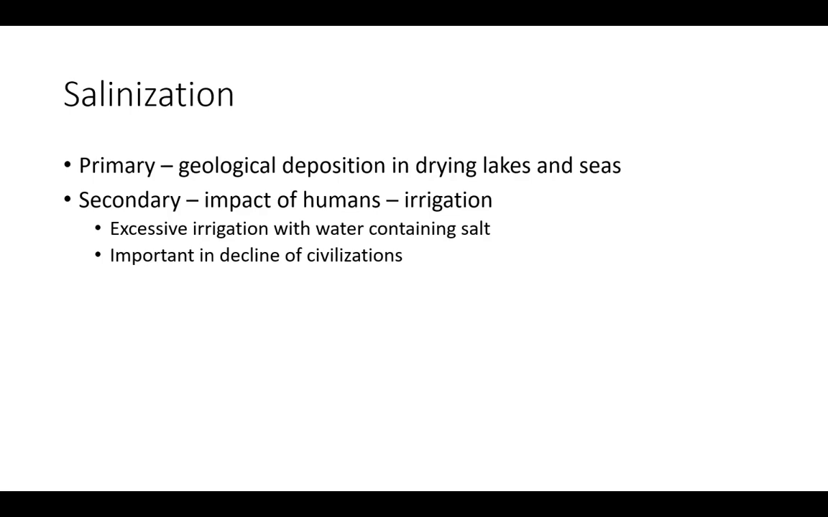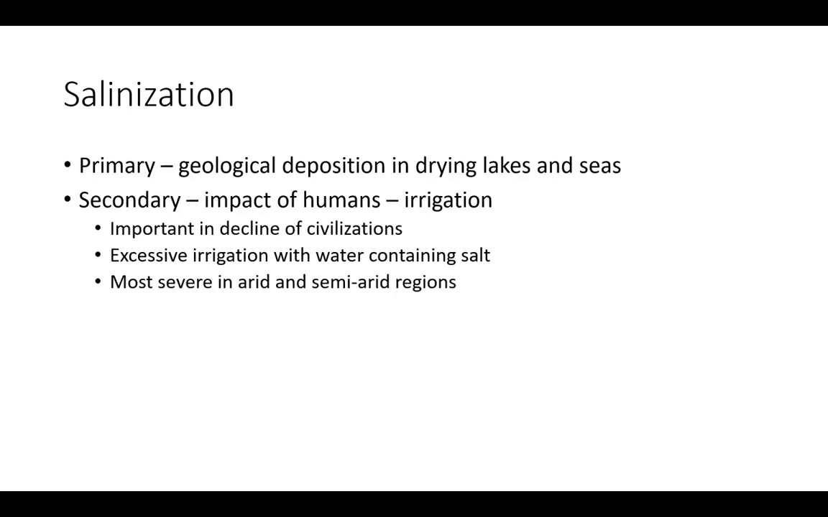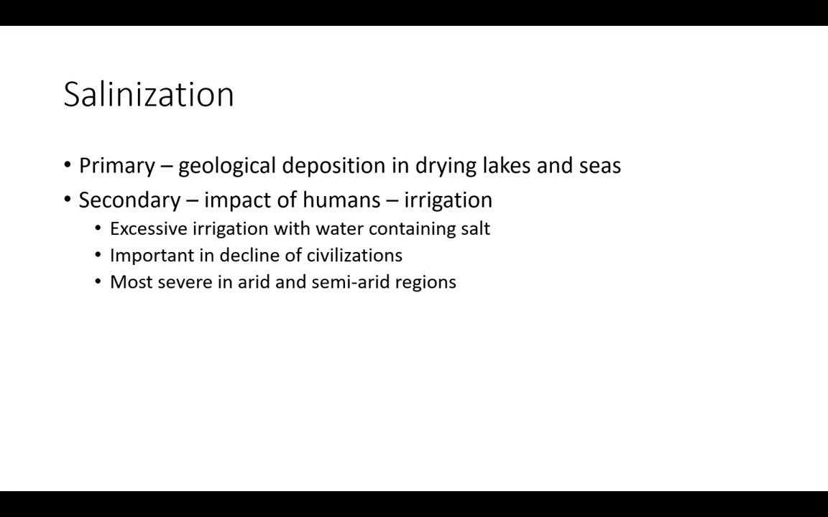That will decimate a civilization. There have been many civilizations in the past that have had salinization destroy crops. Excess irrigation with water containing salt is most severe in arid and semi-arid areas. If you look at the southeastern United States moving along the eastern seaboard, we get a lot of rain because of the high humidity in the air that comes off of the Gulf.